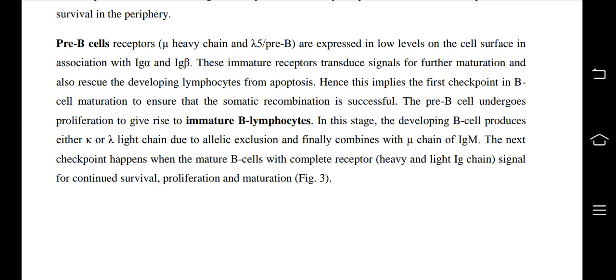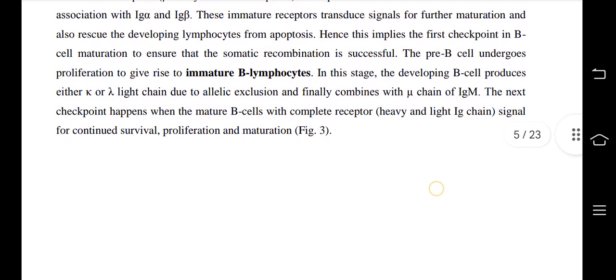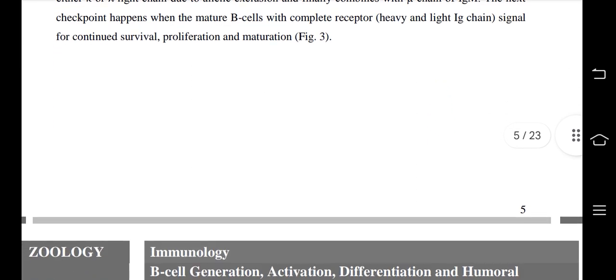The pre-B cell undergoes proliferation to give rise to immature B lymphocytes. In this stage, the developing B cell produces either kappa or lambda light chains due to allelic exclusion and finally combines with the mu chain of IgM. The next checkpoint happens when the mature B cells with complete receptor, heavy and light Ig, signal for continued survival, proliferation and maturation.